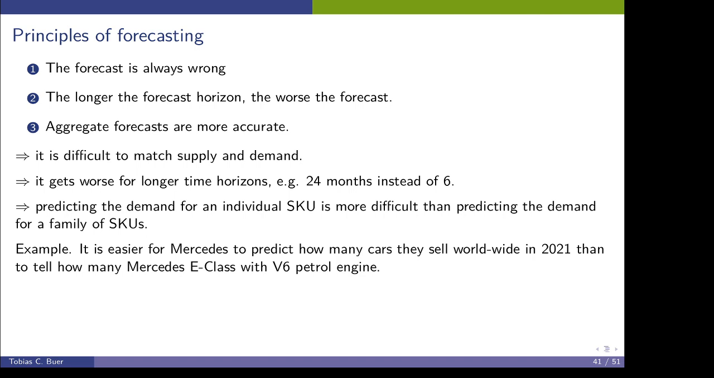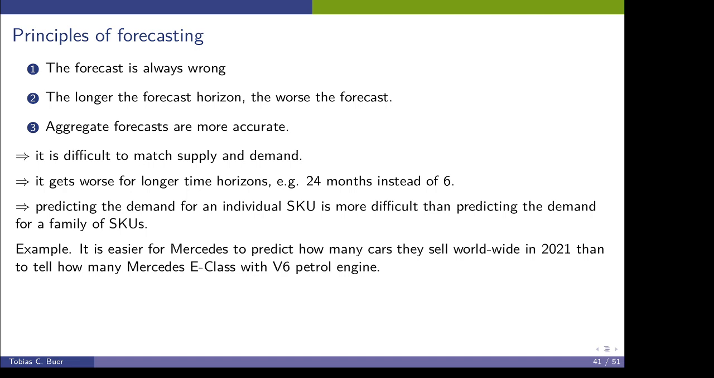Typically, the longer the forecast is in the future, the more difficult it is to get a precise forecast. So it might be easier to forecast what will happen in the next week than what will happen in two years. If the forecasting horizon is shorter, typically we can generate more precise forecasts.